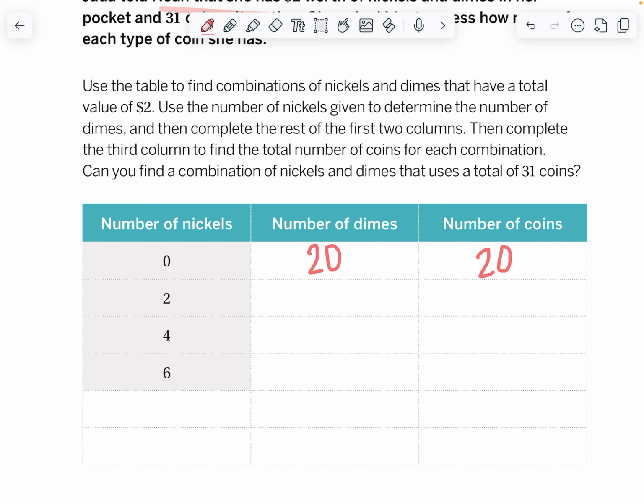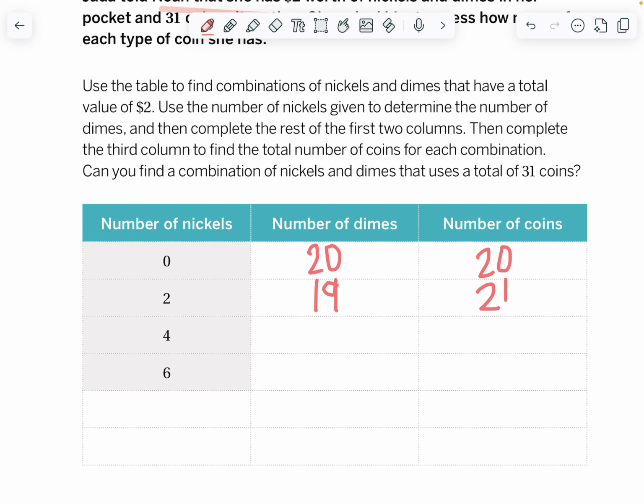So if I change that and I go up by 2 nickels, like I said, nickels are 5 cents. So I have to have a grouping of 10 if I'm working with an even amount of $2. I would then need 19 dimes to go with those 2 nickels, and that now gives me a set of 21 coins total. So I'm still meeting that $2 minimum, but I'm not meeting the number of coins that I want to have in this problem.